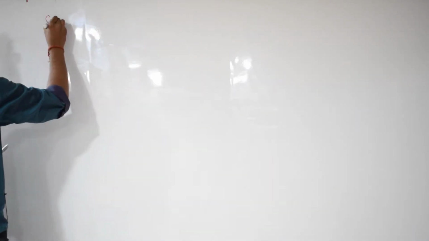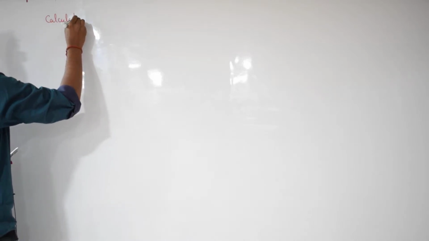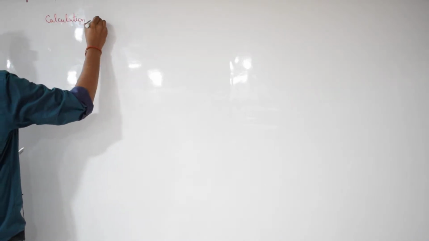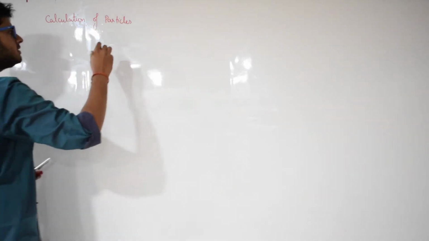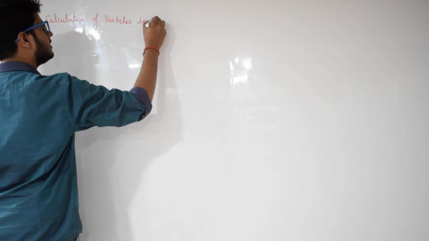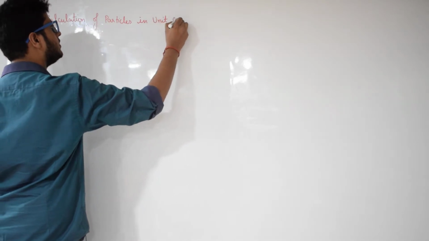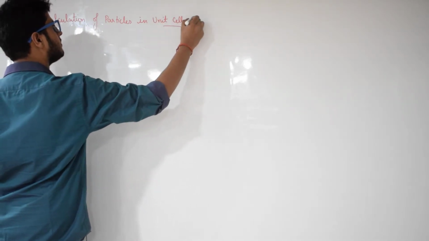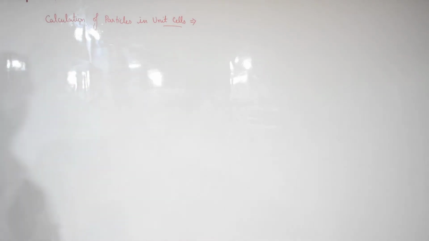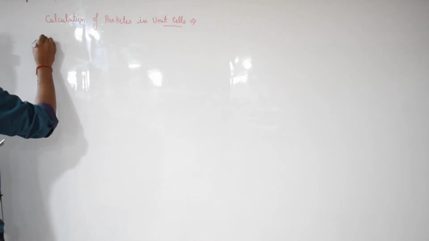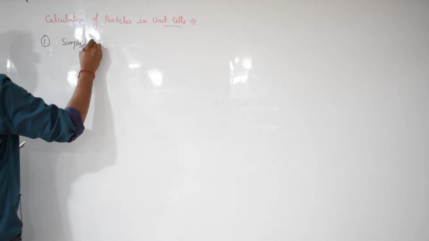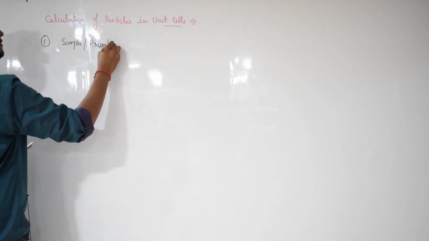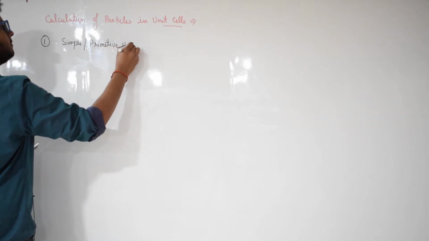Now, the next topic is calculation of particles in different types of unit cells. The first one would be the simple or primitive unit cell.